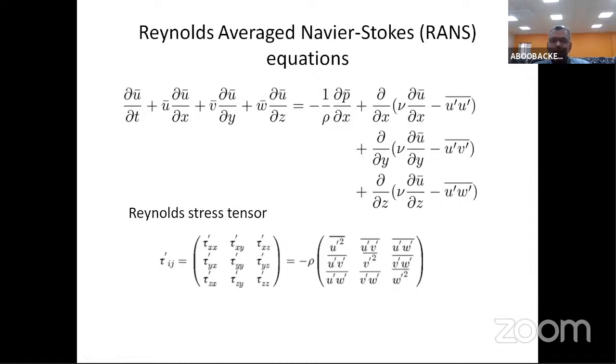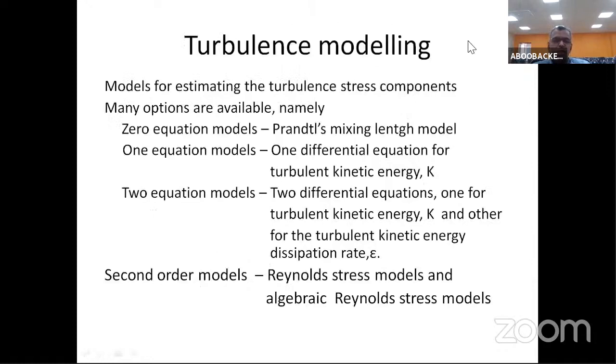So for turbulent flows, the RANS equations will be solved, and obtaining this value is called the turbulence model. The next is the last topic, just to touch upon the turbulence model. In that equation, we have the Reynolds stress tensor, or the component of that is a turbulent viscosity or apparent viscosity. So the models for estimating the turbulent stress components are called turbulence models.